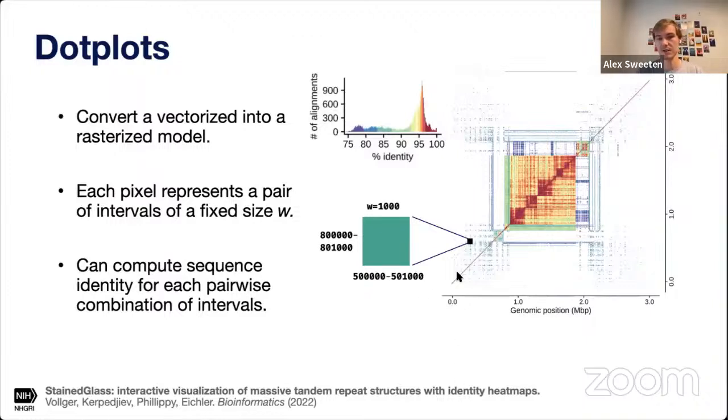And so this highlighted pixel here that's teal in color represents the region from 500,000 to 501,000 to 800,000 to 801,000. And we can see, based on our mapping from our sequence identity to the color, that this is around 85% identical. And this is nice because we can compute sequence identity for each pairwise combination of intervals. This adds another layer of information to our dot plot that we wouldn't get by just a standard vector. We can see exactly how similar these two regions of the genome are to each other.